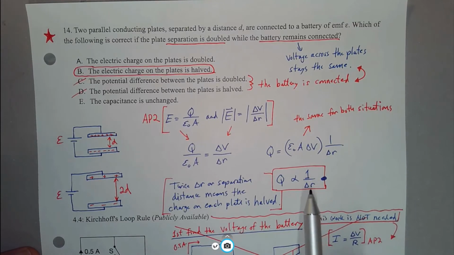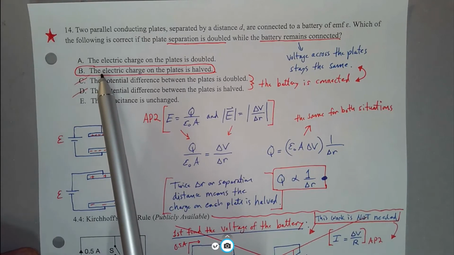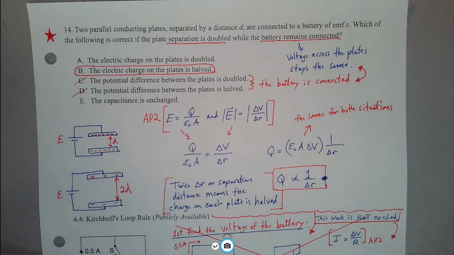So if we're doubling delta R, so twice the separation distance means the charge on each plate has to be halved. As R goes up, the charge stored in the plates Q goes down. And so the answer is B. The electric charge in the plates is halved.